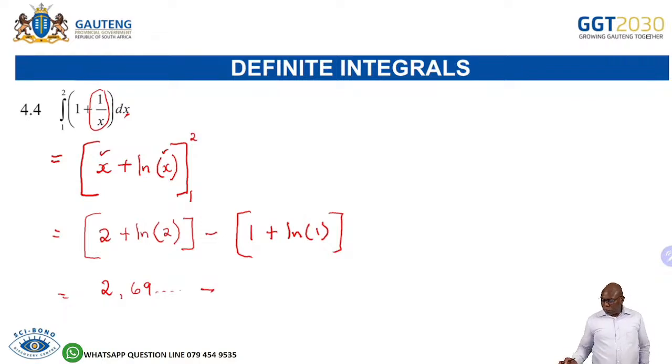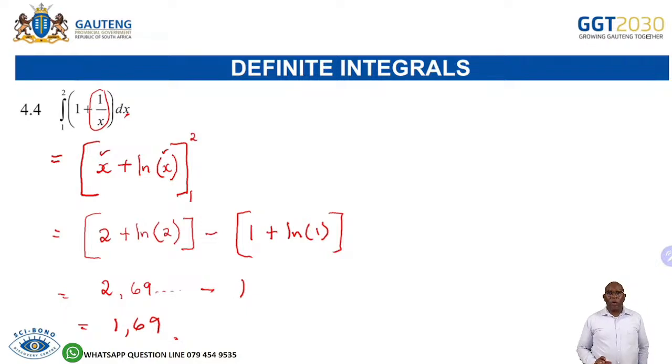Minus, then I go to that next bracket and I say 1 plus ln of 1. Then close bracket. Then I get my answer. So my answer is going to be 1. Then I subtract the 2, I'll get 1.69. That is the answer. Right?